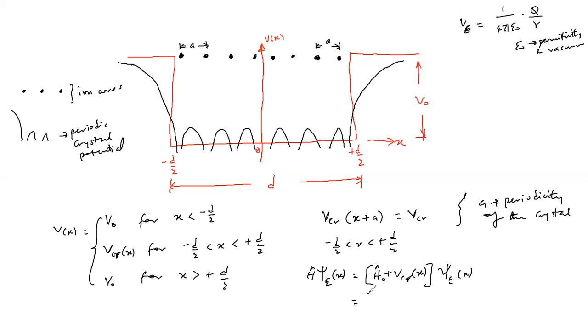And this is the same as minus h cross over 2m d squared dx squared plus V_cr of x, psi of x, which is the same as the energy times the wave function. Now, since the crystal is invariant under the translation x to x plus a, except near the edges, the charge distribution in the crystal must have the same translational invariance property.